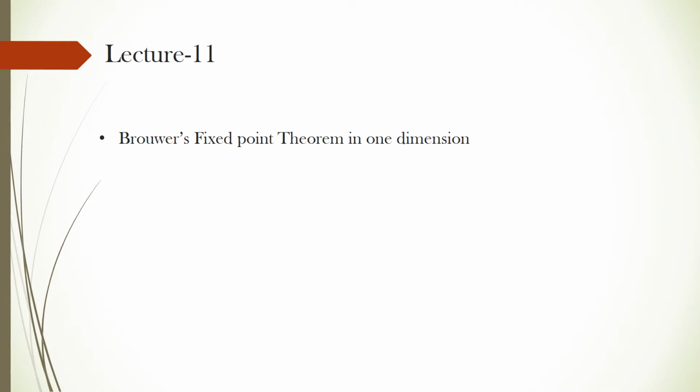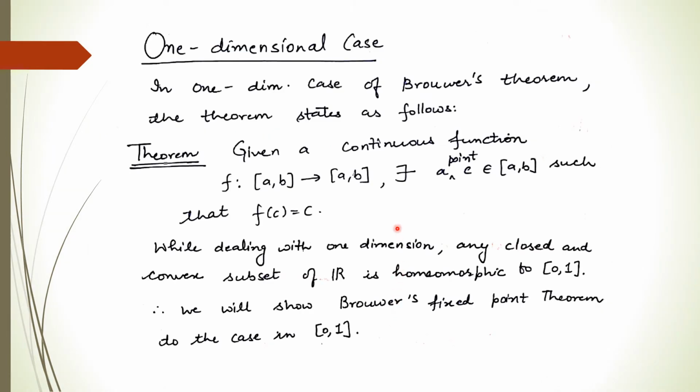Brouwer's fixed point theorem in one dimension. This theorem in one dimension is based on the intermediate value theorem, right? So now in this lecture we will do the proof of Brouwer's fixed point theorem in one dimension. Now just see what this theorem states in the one dimension case.